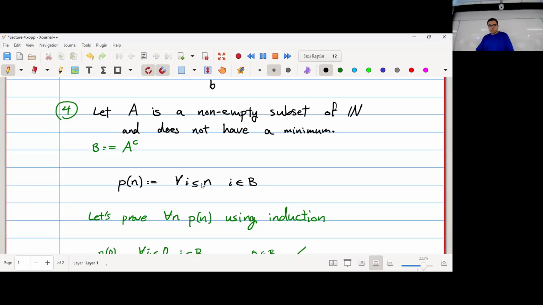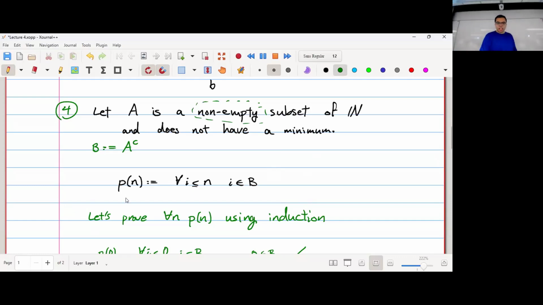Yes. So the contradiction is this part. I'm saying that A is non-empty, right? But what did I just prove? I proved that every natural number is in B. Because look, what am I saying?